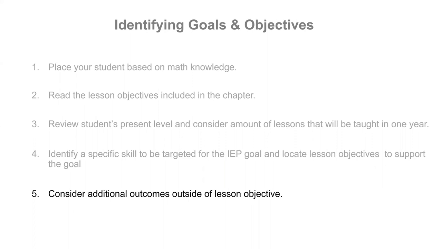Another option for writing IEPs is to consider additional outcomes. These additional outcomes receive less attention typically in IEPs than lesson objectives. They are no less important. However, in the past, we've grown accustomed to seeing math as a collection of individual skills. The additional outcomes are different. They focus more on process and generally can connect to all lesson objectives.